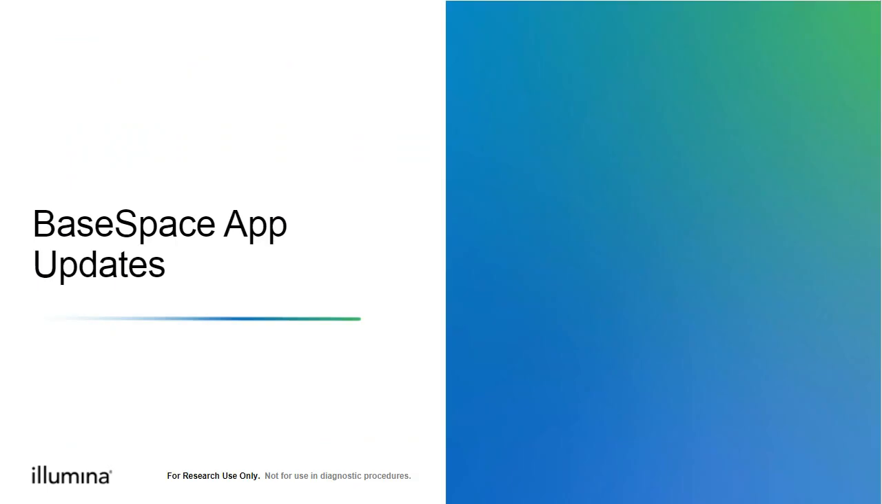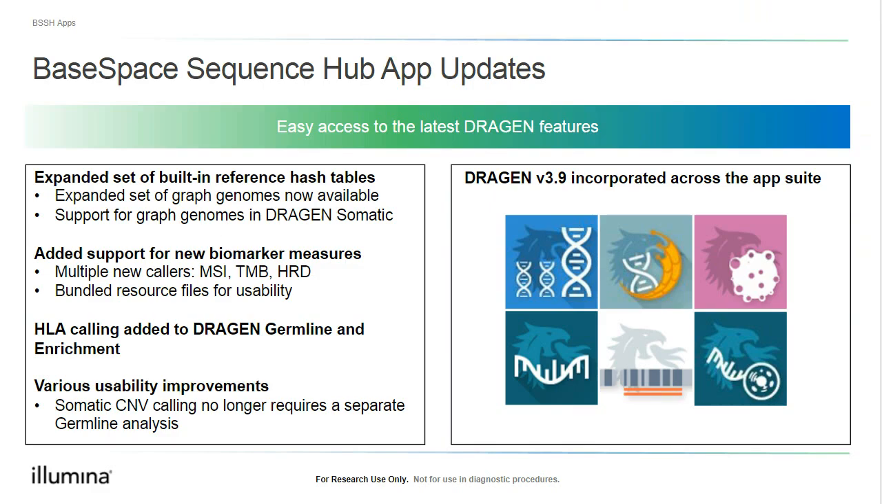Just a quick overview of all the BaseSpace app updates that are going to happen with 3.9. We're going to bring in an expanded set of reference hash tables. As we were showing above, we have the HG38 and the HG19 samples, which are in graph genome. So we are going to bring that into the somatic applications as well.